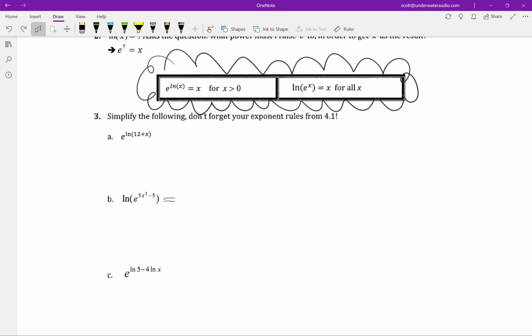So simplify the following. Don't forget your exponent rules from 4.1. So I have e to the natural log of 12 plus x. This is sort of like what's going on the left side, which I know cancels down to just what's in the parentheses, which is 12 plus x. And then for part B, this looks more like what's on the right, the natural log of e to a power. So that's just going to cancel to what the power is, which is 5x squared minus 5.